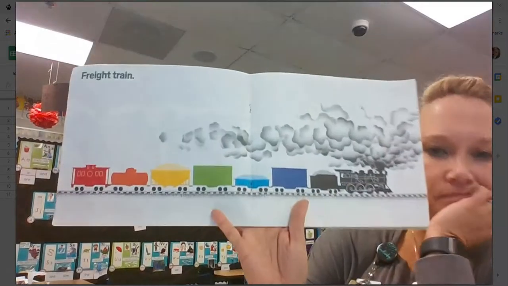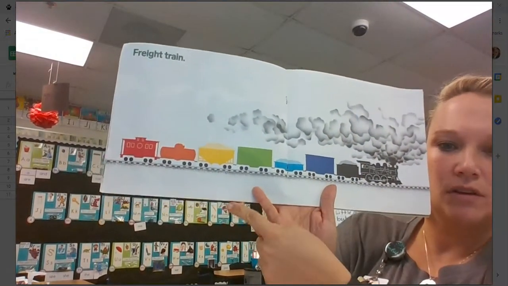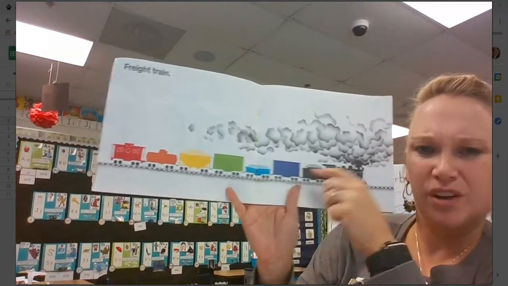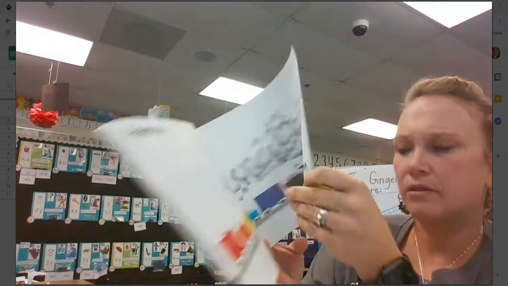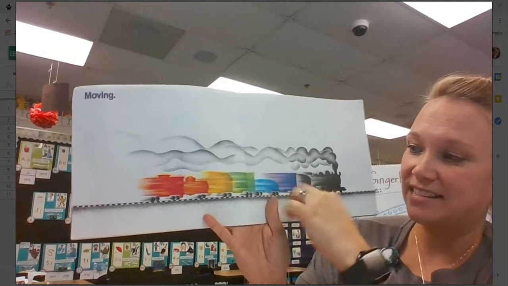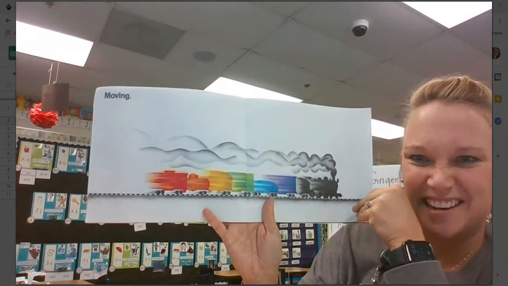Freight train. See that pretty picture? Look, it starts at red and goes to purple. Kind of reminds me of the colors of the rainbow. Moving. Oh my goodness, look how it starts to move fast. And look what happens to the colors. They kind of blend together.